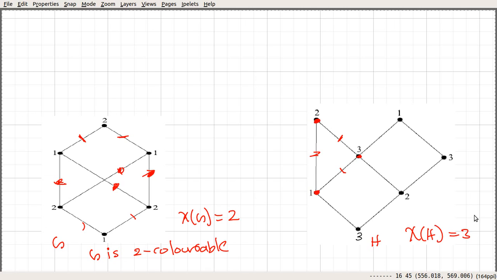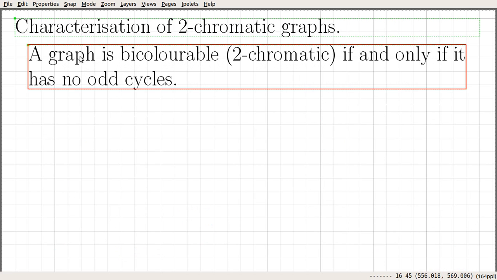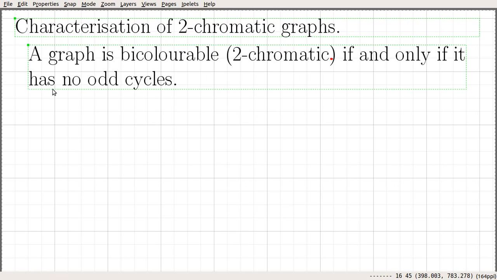So let's go and prove the statement: a graph is bicolourable or two chromatic if and only if it has no odd cycle. It is in if and only if form, so we need to prove two directions. The first direction is: if a graph is two chromatic, then it has no odd cycle. The other direction is: if a graph has no odd cycle, then the graph is bicolourable. Let's prove the first direction first, and then the other one.